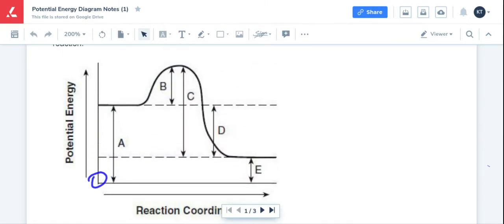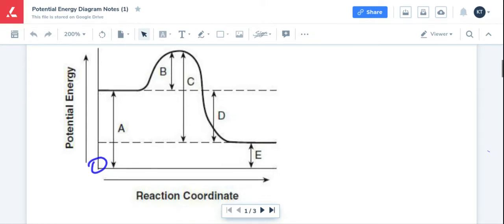Arrow D goes between the reactant energy and the product energy. So it's the overall energy change in the reaction. And we call that the heat of the reaction. So potential energy is usually measured in heat. And so from the beginning to the end, despite how we got there, despite our activation energy, the difference between those is called the heat of reaction. And this tells us a lot about a reaction.